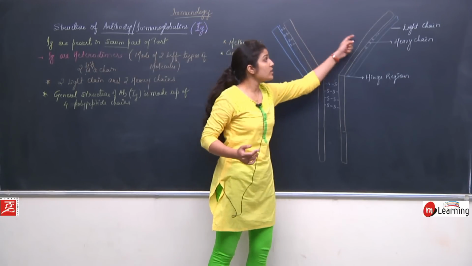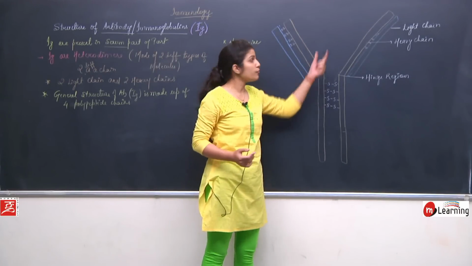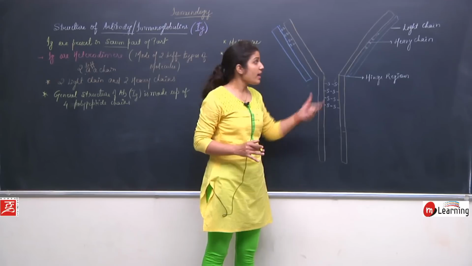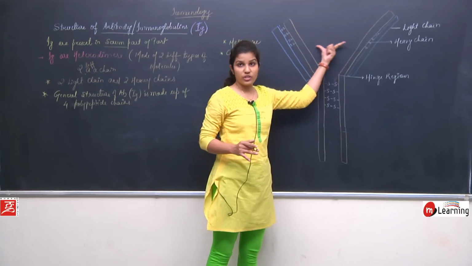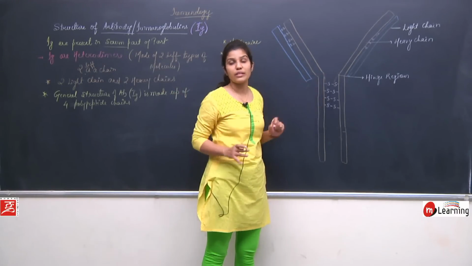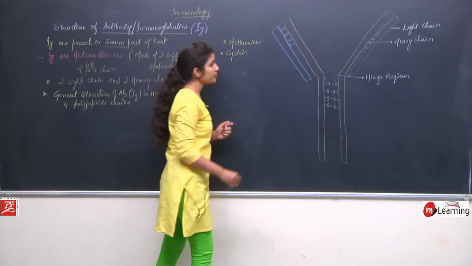And in this portion there is no disulfide bond, or very few disulfide bonds. That's why these two fork-like structures are made, and they are widely separated from each other. Okay.